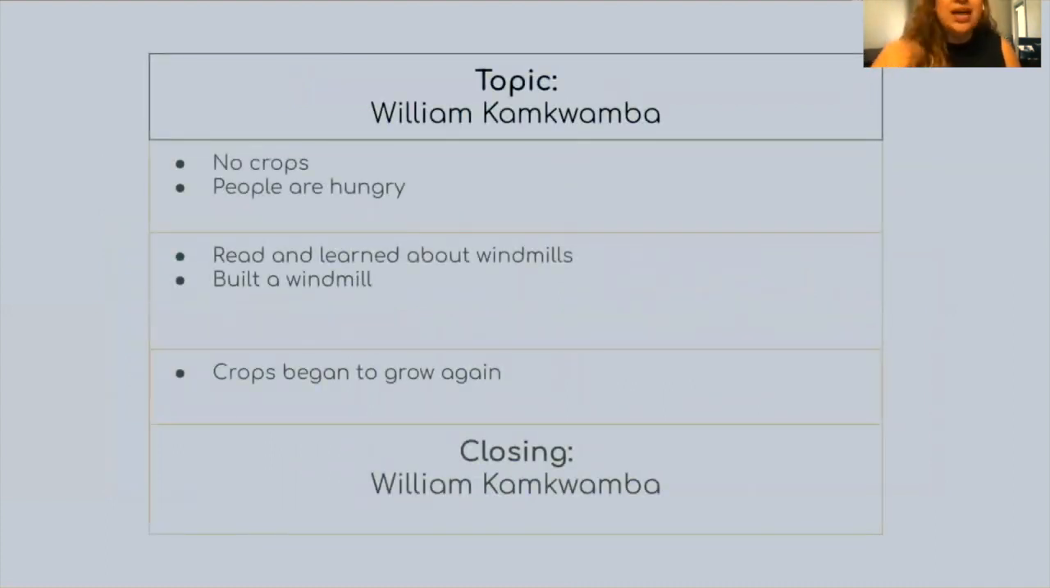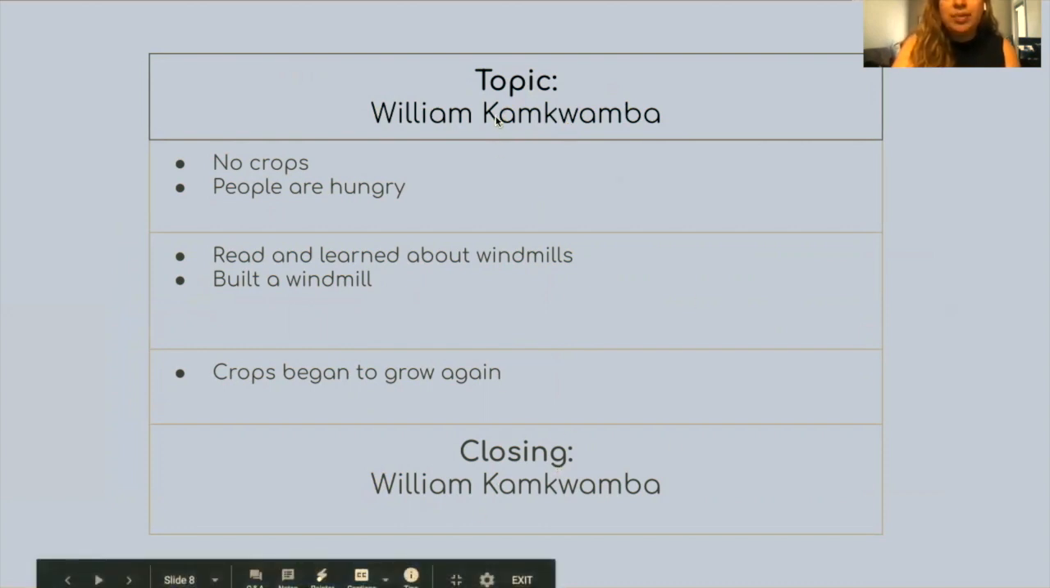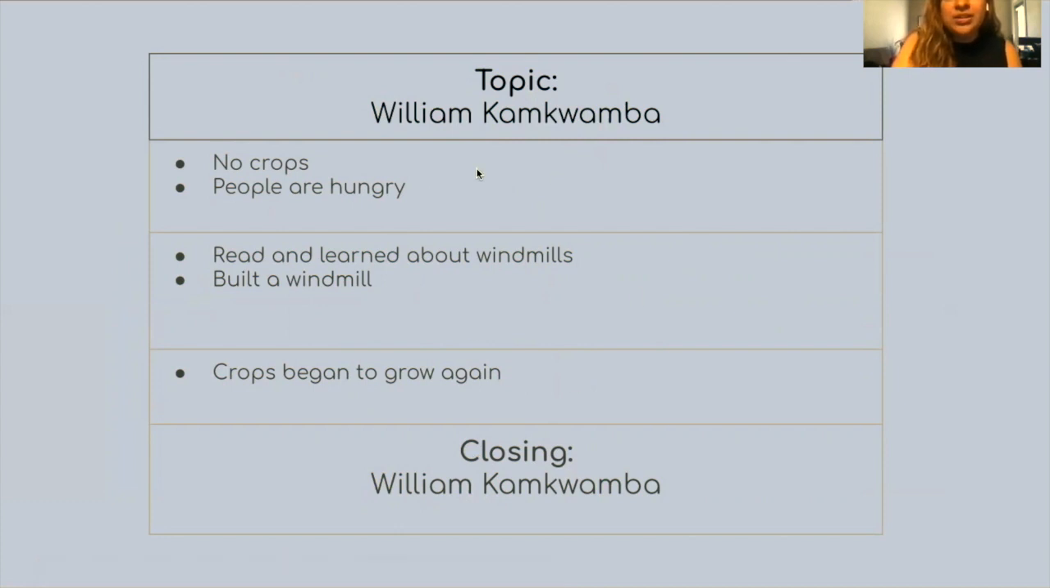After we did that, we created this outline. Remember that we said that our article needs to start with our topic, and it also needs to close with our topic, which is William Kamkwamba. In the middle, we have our important details. No crops, people are hungry, read and learned about windmills, built a windmill, crops began to grow again.